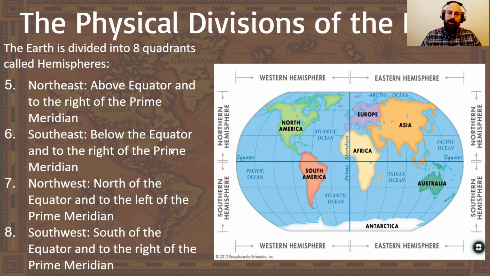So pretty simple there, but humans drew these lines. They were not there already.